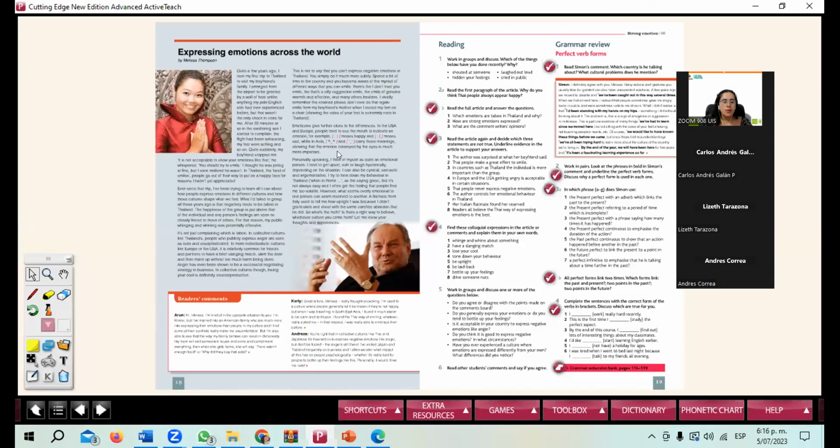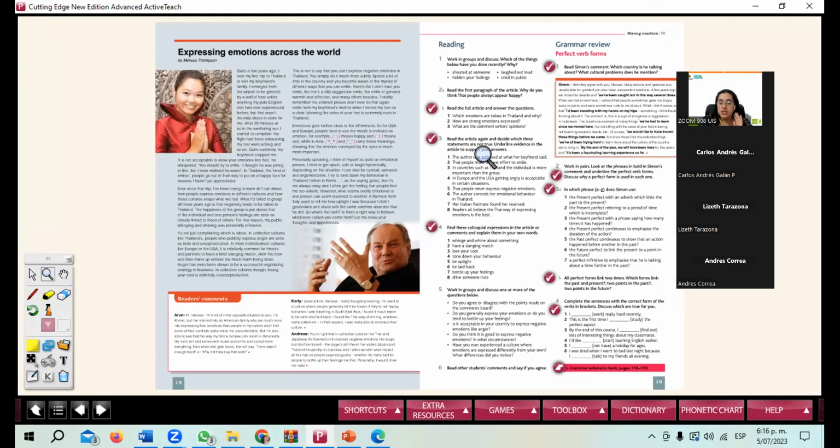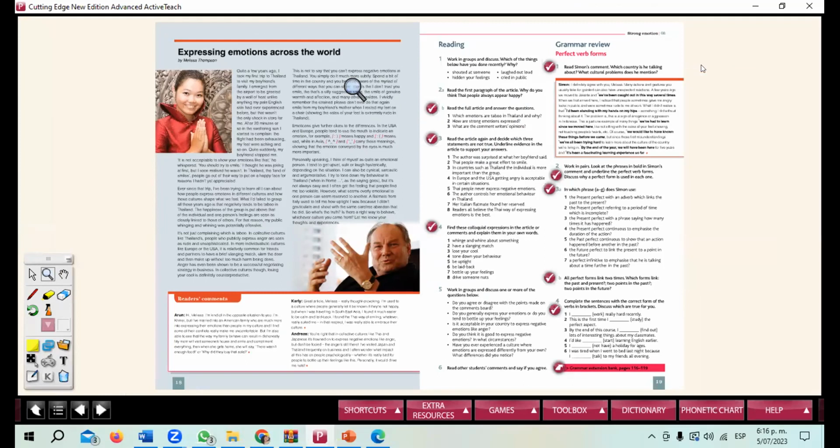For that, we're going to open our books on pages 18 and 19. We have a long reading that I don't think we can cover today, but if we have enough time, we will do it. If we don't have time to cover the reading today, we will do it in our session tomorrow. For now, we're going to focus on this column, which is the review of perfect structures or the perfect verb forms, okay?